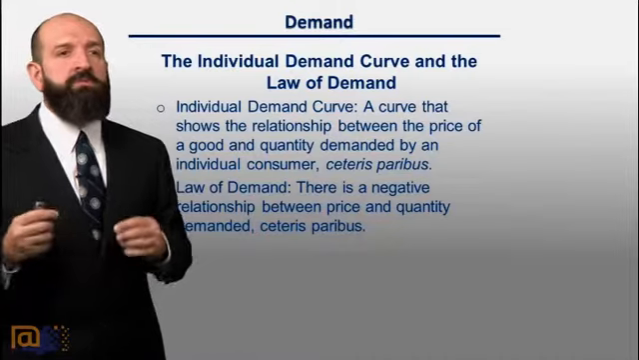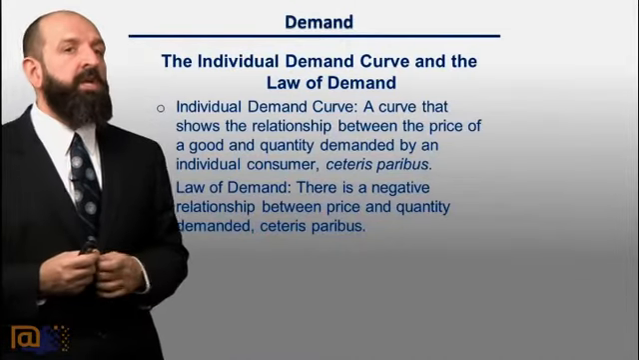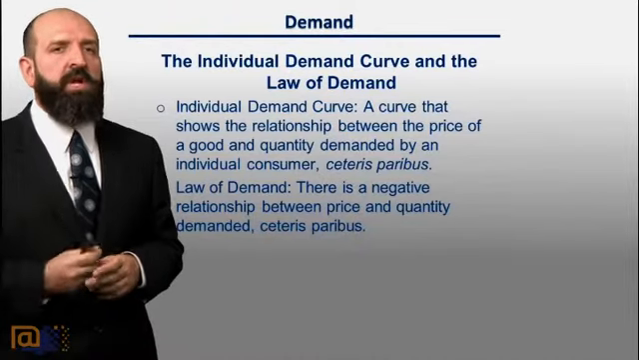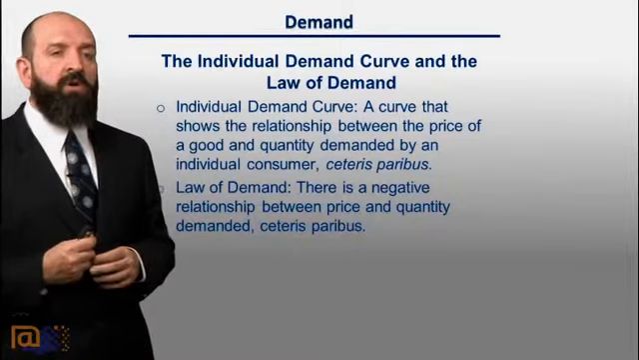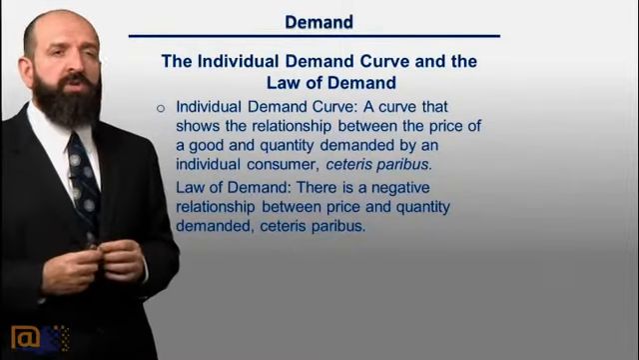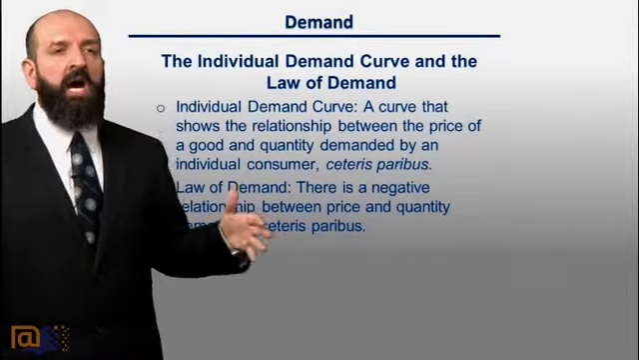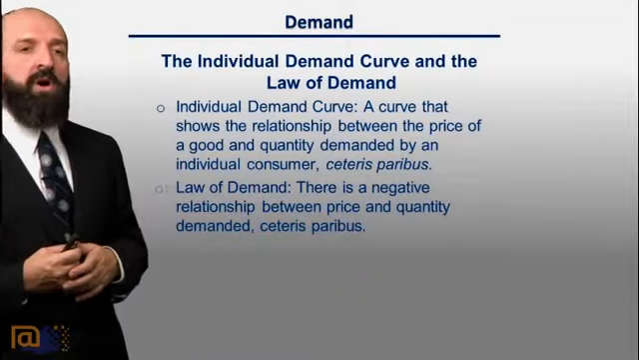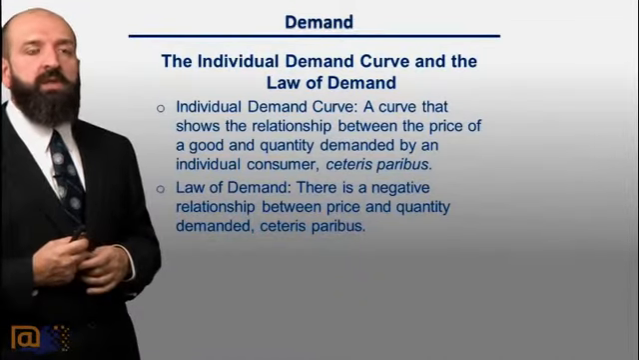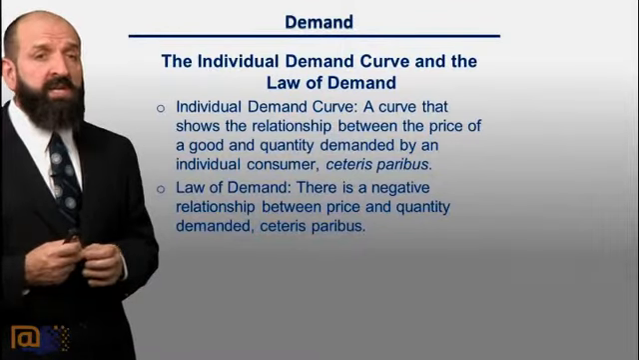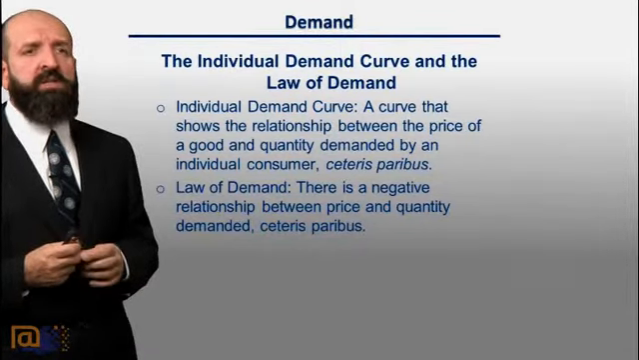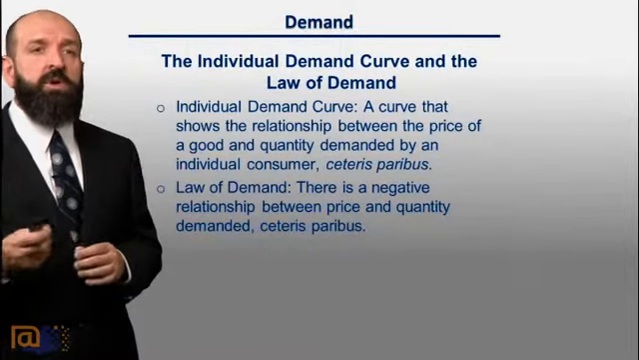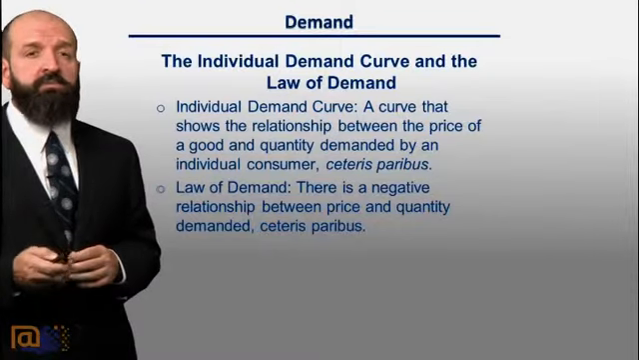Individual demand curve shows the relationship between the price of a good or service and the quantity demanded by an individual consumer. Again, ceteris paribus, holding other things constant. Overall, we can construct the market demand curve from the individual demand curve by simply adding up all the individual quantity demanded at any given price. Overall, we actually can observe this, the law of demand. There is a negative relationship between price and quantity demanded, ceteris paribus. Other things being held equal, if the price of a good goes up, the quantity demanded will actually go down.